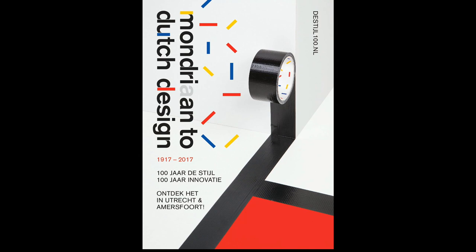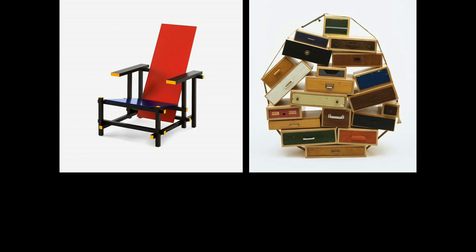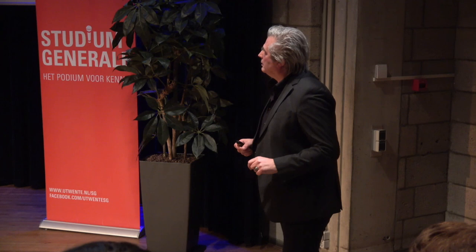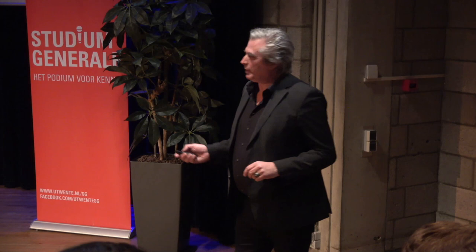Apparently. So in that program, they asked me to combine the Gerrit Rietveld chair, the red and blue chair, designed in 1918, and the chair that became red and blue was painted red and blue in 1921. And there is, according to this program and our national government, a shared quality between these two pieces of furniture. The left, the Gerrit Rietveld chair from 1918, and on the right, one of the most famous pieces of furniture of Dutch design from 1991.